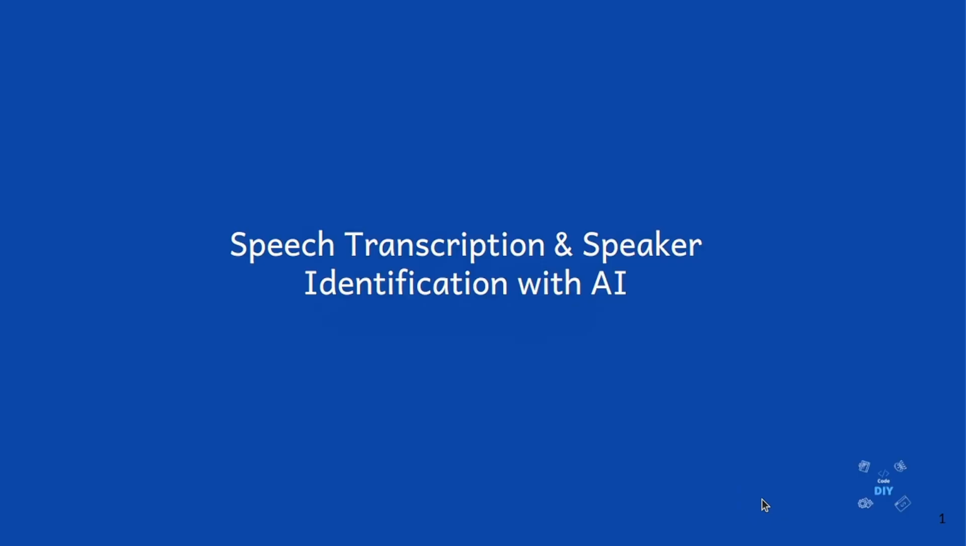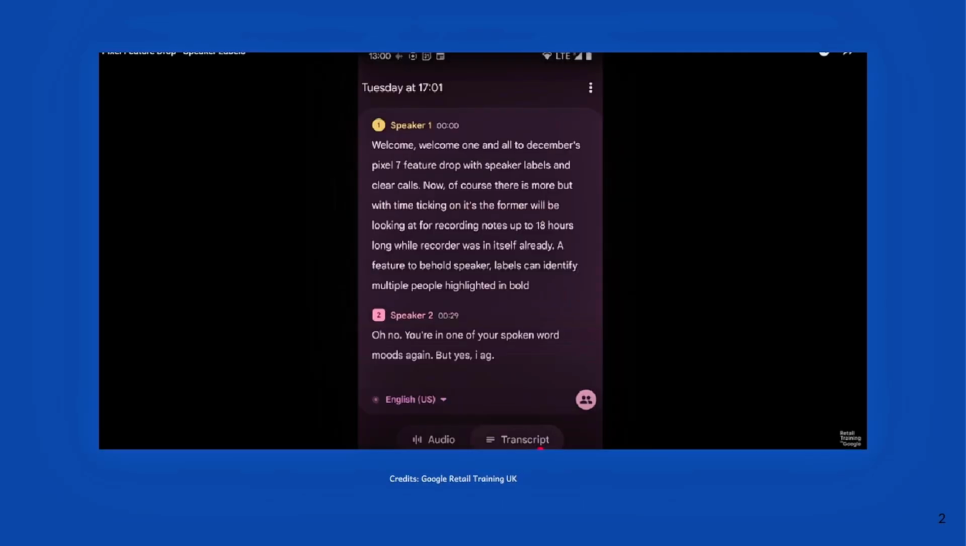Hi guys, today we're going to be working on speech transcription and speaker identification with AI. If anyone remembers, there was a time when Google worked on a feature on the video recorder where you're able to get more context as to what's happening in the conversation. By more context, I mean you have the labels of the speakers and also timestamps.